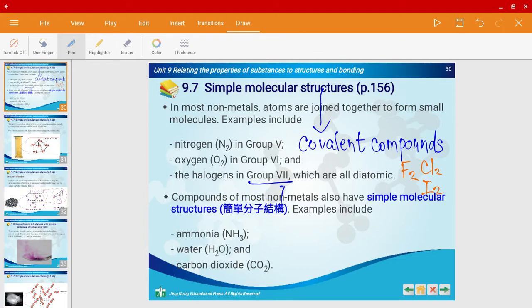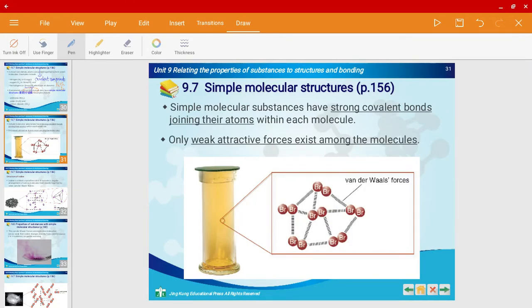Some other examples of simple molecular structures are ammonia, water, and carbon dioxide. Most of the nonmetals indeed have simple molecular structures. So let's get into the details of what simple molecular structures are.